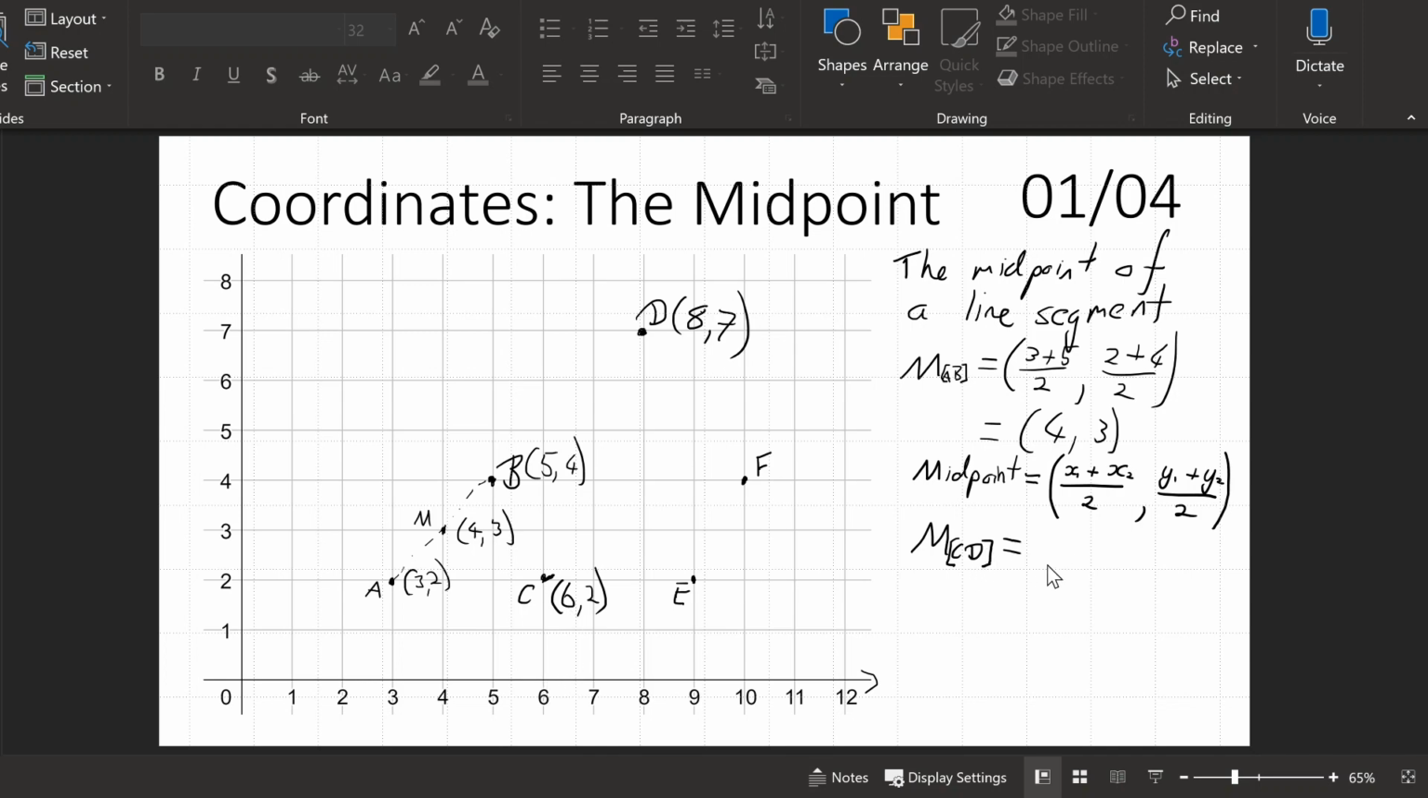So, what's going to be x1? What's going to be x2? Well, x1 will be C's first value, so 6.